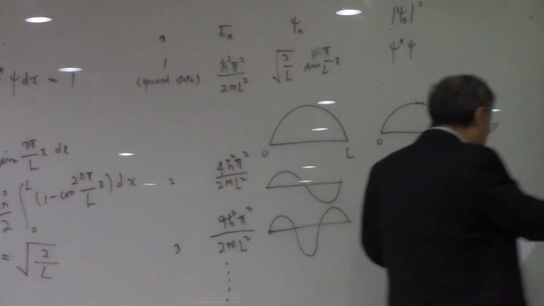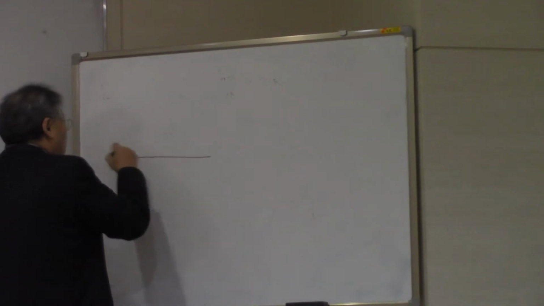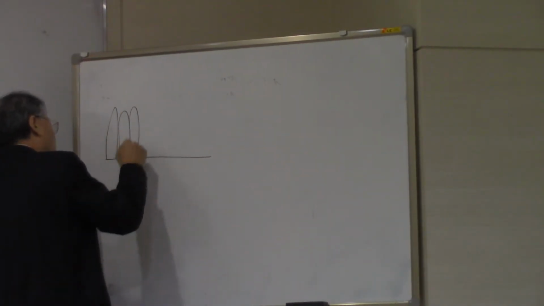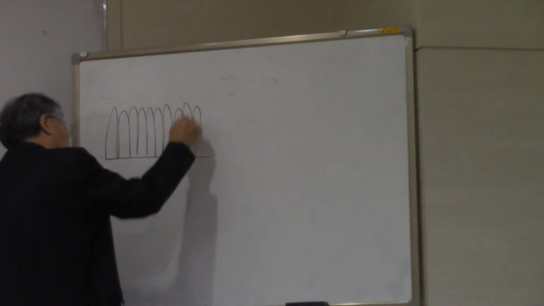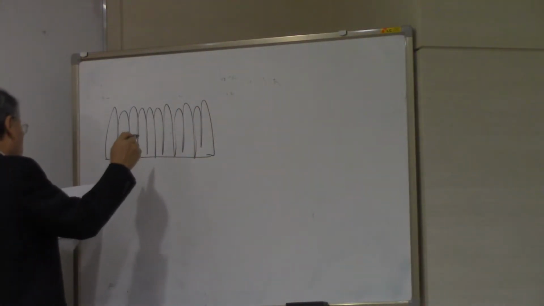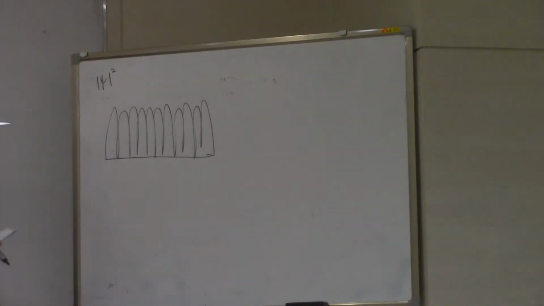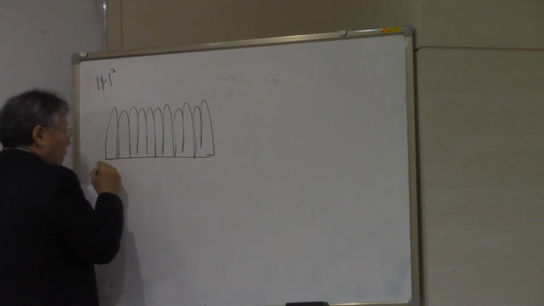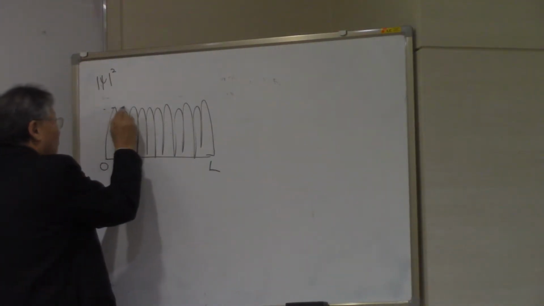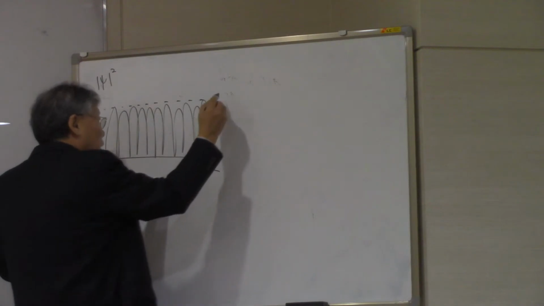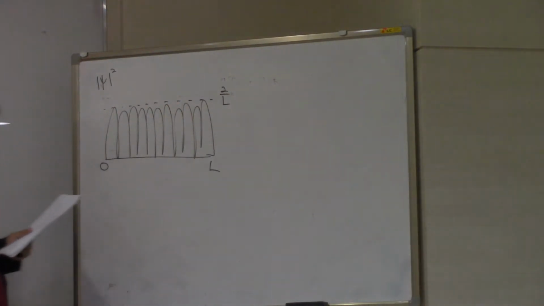What happens if you excite more and more? Then the probability is just divided into many nodes, something like this. This is the probability. And then this is 0 to L. And then here, that is 2 over L. Okay? That is what we expected in the classical theory.